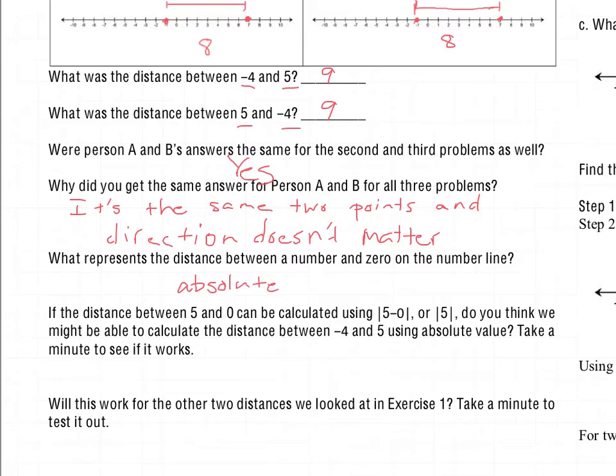If the distance between 5 and 0 can be calculated by saying it's the absolute value of 5 minus 0, or the absolute value of 5, can we calculate the distance between -4 and 5 using the absolute value? Take a minute to see if this works. So again, we're seeing that they're subtracting the two values and then finding the absolute value of that. So calculate that for -4 and 5.